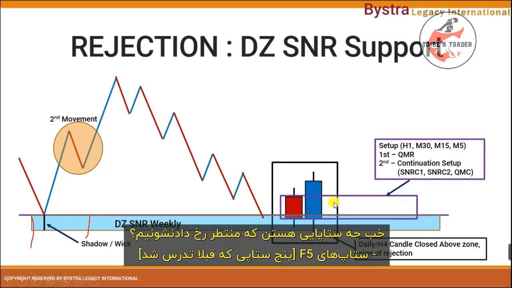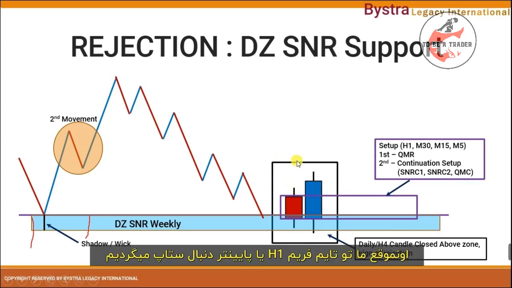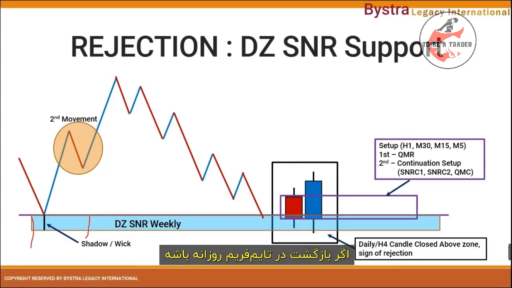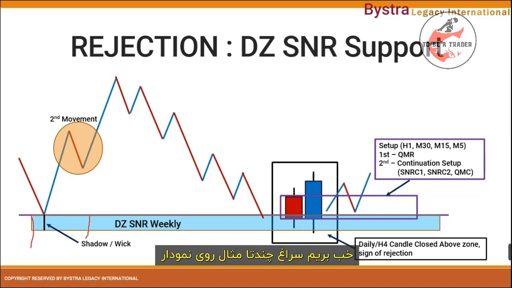So what setup will we be expecting? The F5 setup. If this is an H4 rejection, then we will look for the setup at the H1 time frame and below. If this is a daily rejection, then we look for the setup at the H4 time frame and below. Okay, so let's get into the examples on the chart.